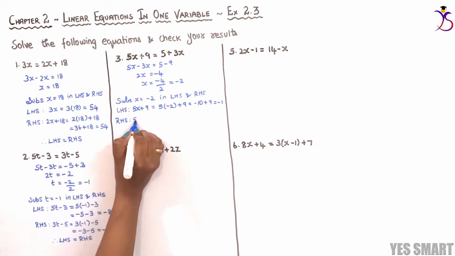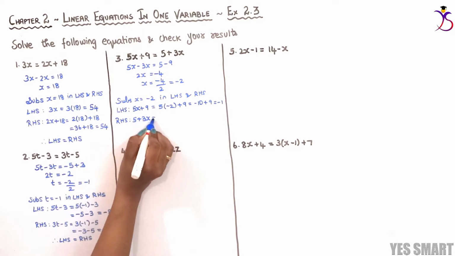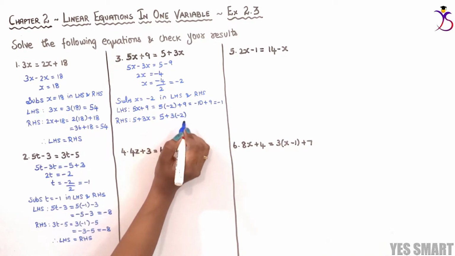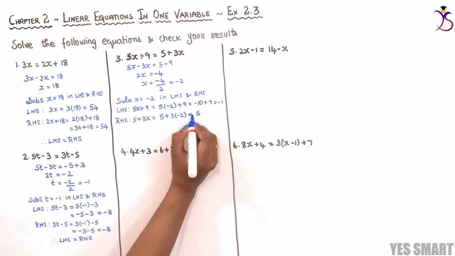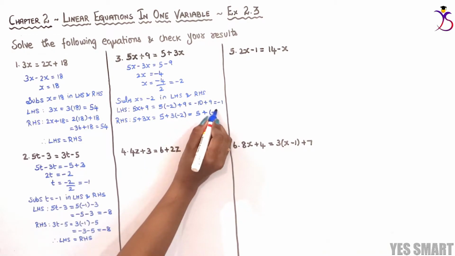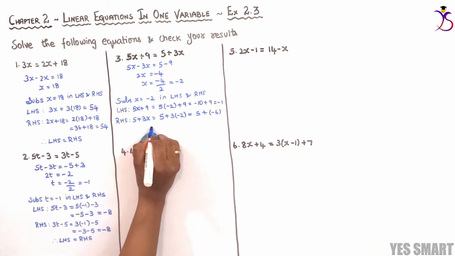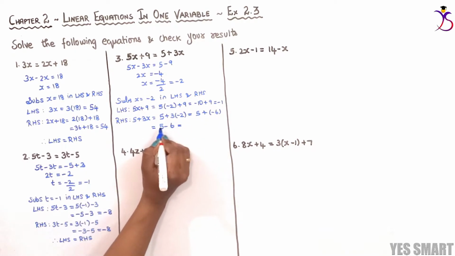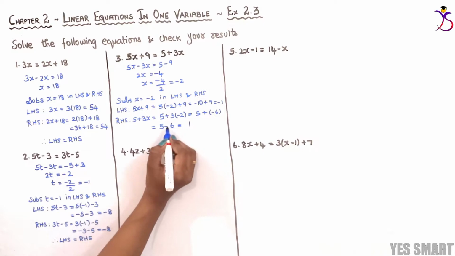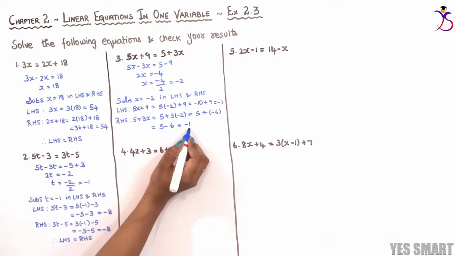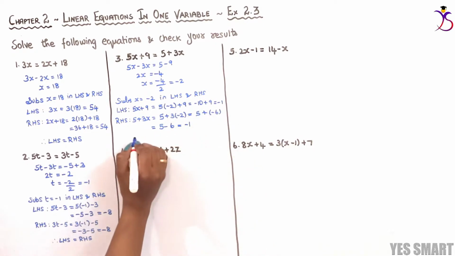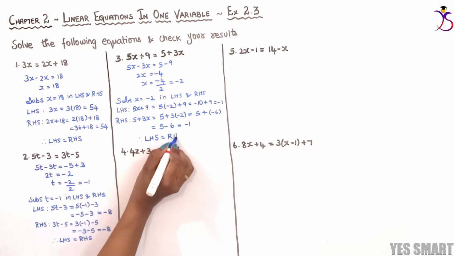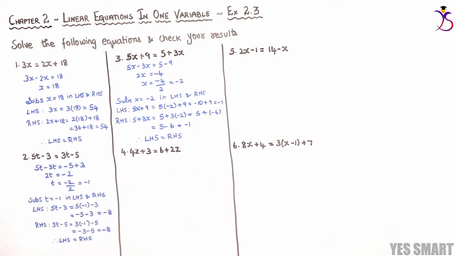Now RHS 5 plus 3x. 5 plus 3 into minus 2. 3 into minus 2 is minus 6. Plus into minus is minus. If we subtract, we will get 1. Greater number sign is minus. Therefore, the final RHS value is minus 1. Hence, LHS equal to RHS. We have verified our results as well.